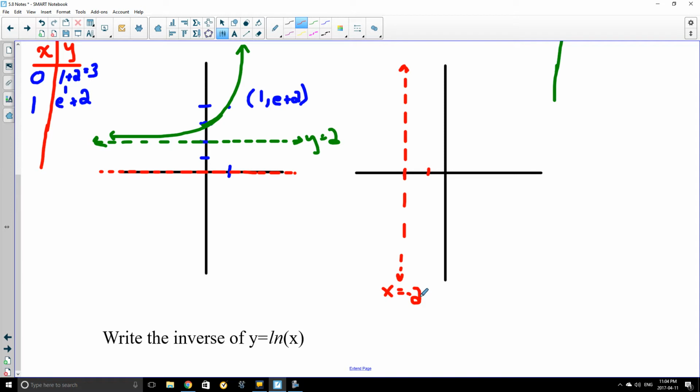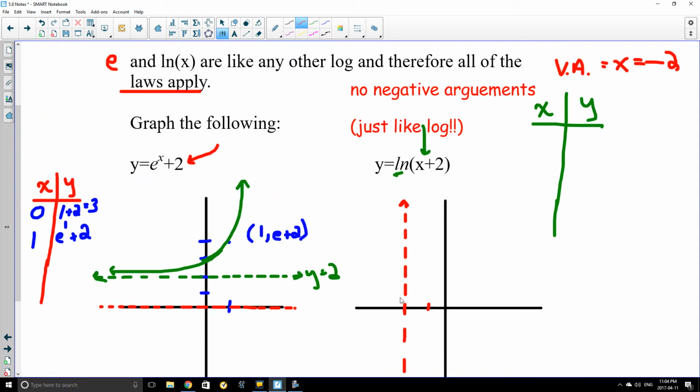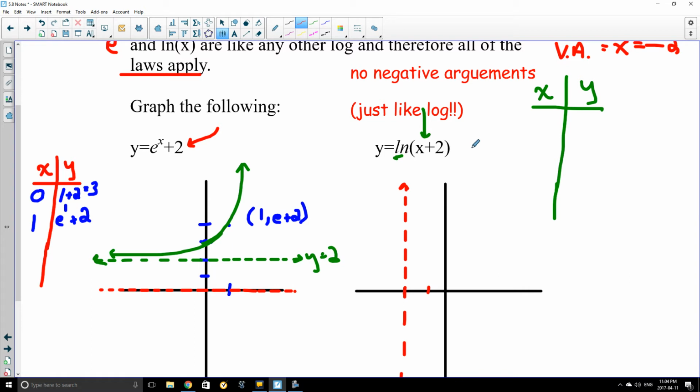Now let's plug in x equals -1. If you plug in -1, you get ln of -1 plus 2, so you get ln of 1. You can plug that in on your calculator just for a second, and you're going to get 0.